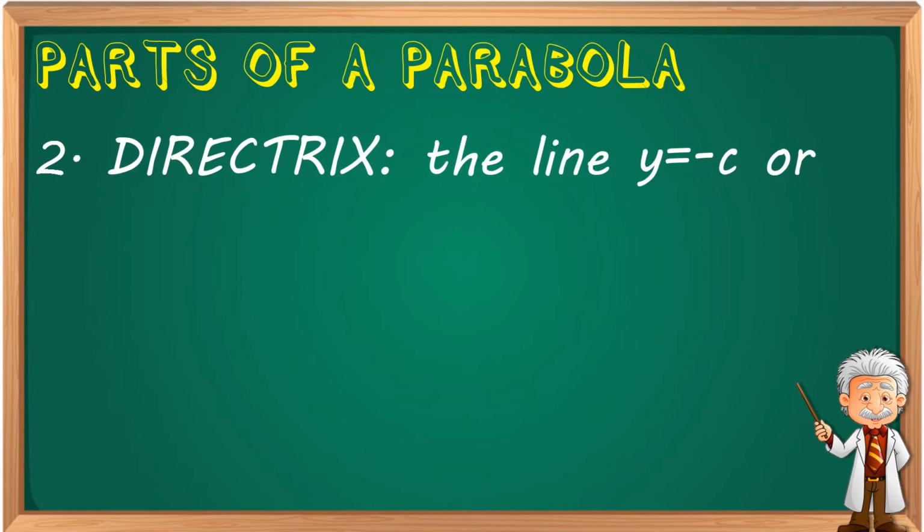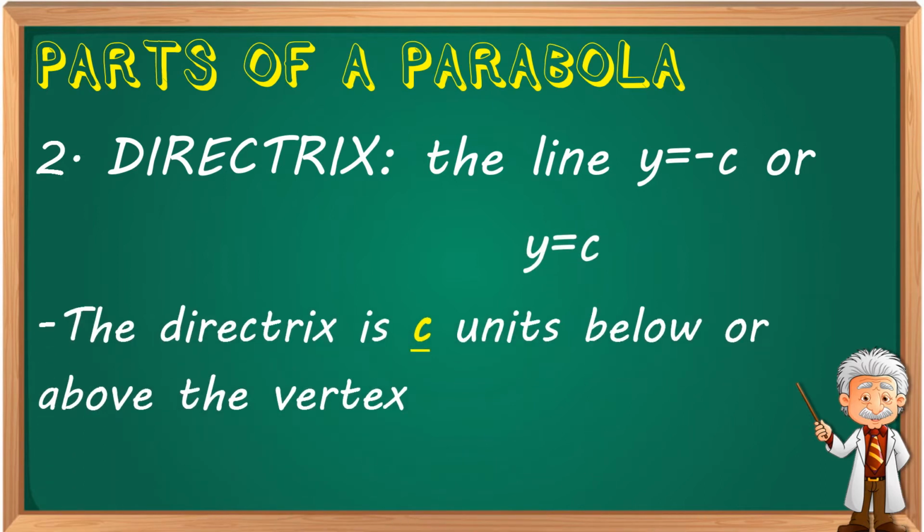The second part of a parabola is the directrix, the line y is equal to negative c or y is equal to c. The directrix is c units below or above the vertex. Ibig sabihin, ang palatandaan nyo para makuha nyo yung directrix is the vertex. So, from the vertex, the directrix is c units below or above the vertex.